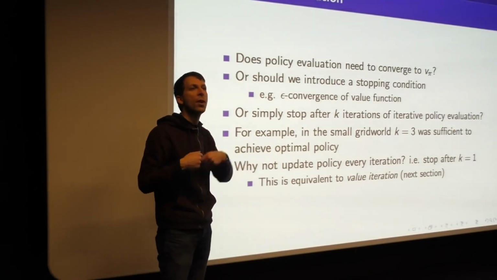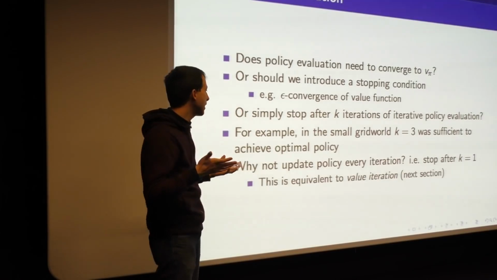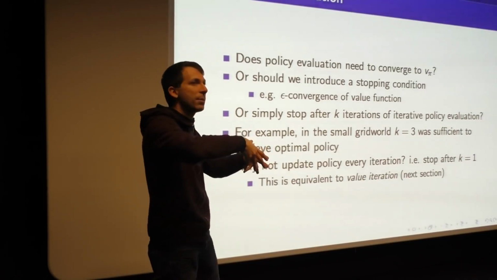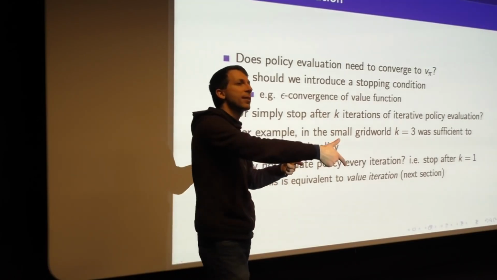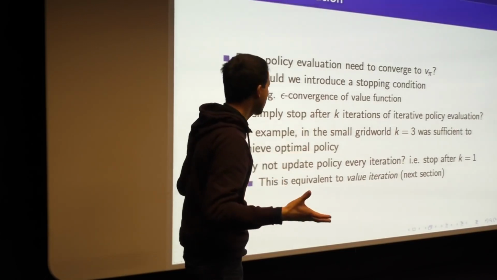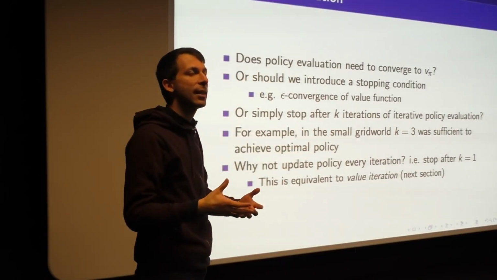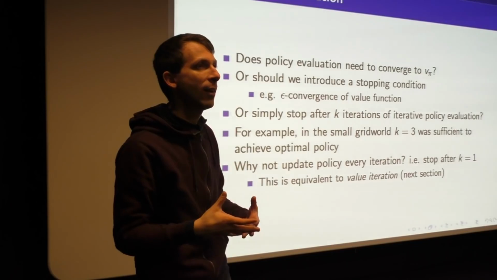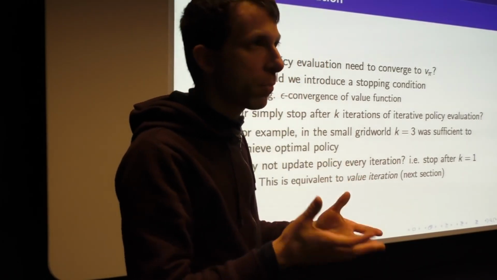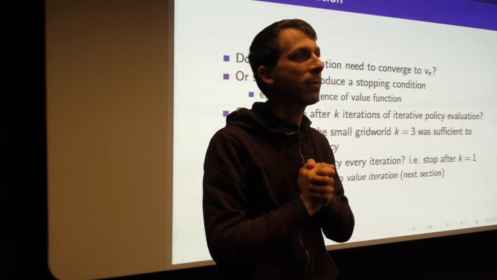In other words, we just do one loop of basically looking at the Bellman equation once, we update our value function, we act greedily with respect to that value function, and then we immediately proceed. So it's the extreme case of that. And this extreme case is actually equivalent to value iteration, and we're going to have a whole section on that. It's probably the most popular method for dynamic programming.